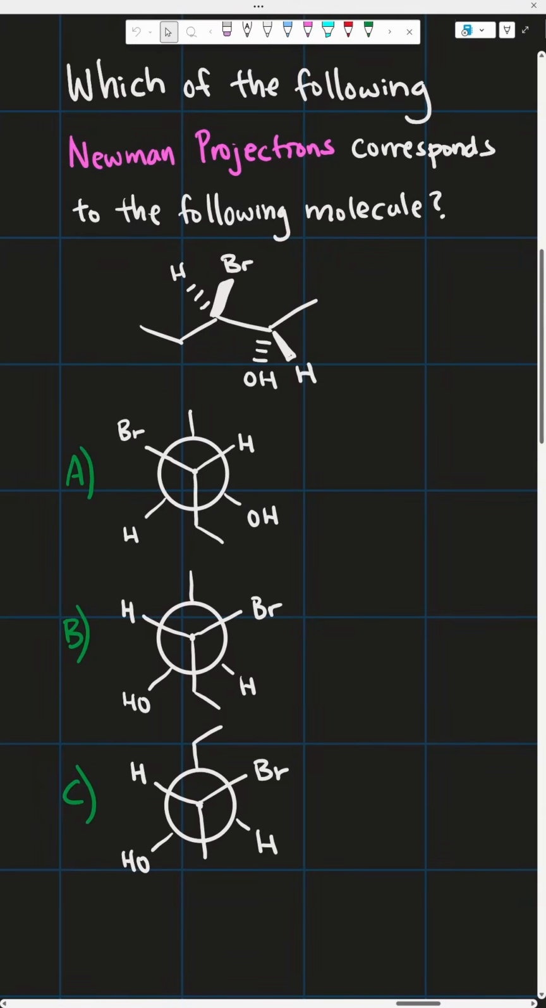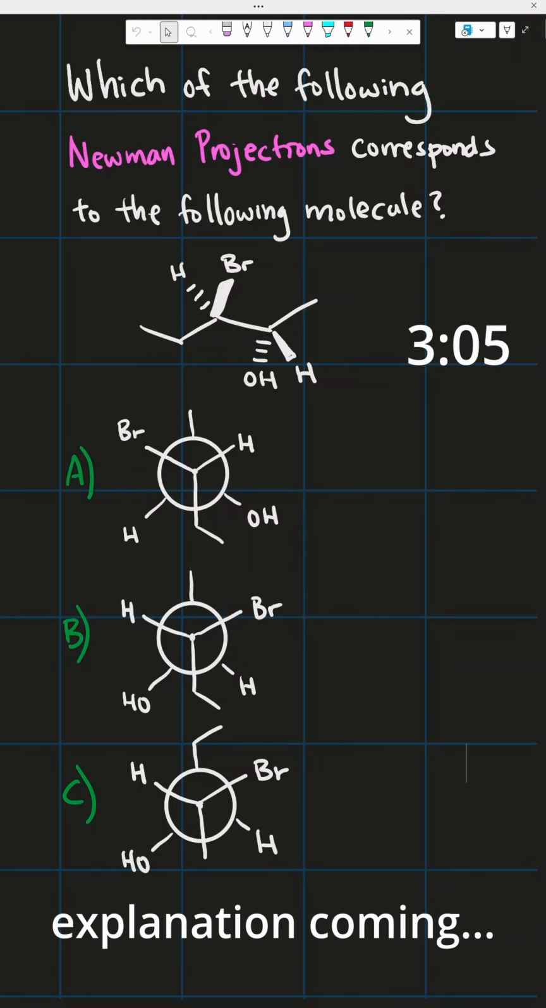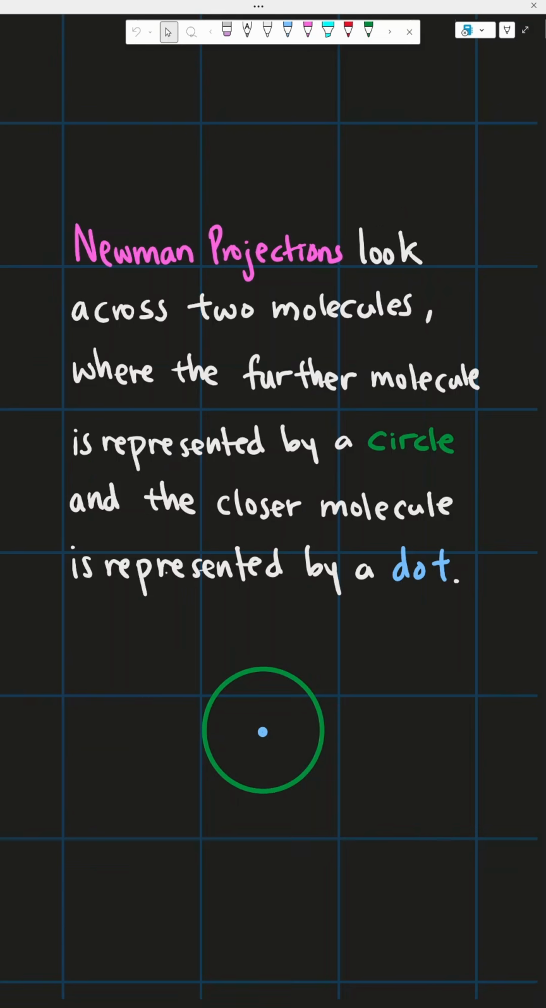Which of the following Newman projections corresponds to the following molecule? Newman projections are visual representations that look on the plane across two molecules, typically two carbons. The further molecule is represented by a circle, and the closer molecule is represented by a dot. The green circle represents the behind carbon, and the blue dot represents the front carbon.